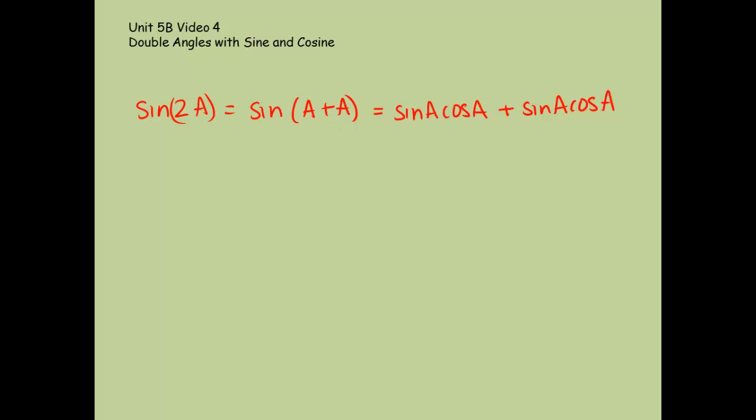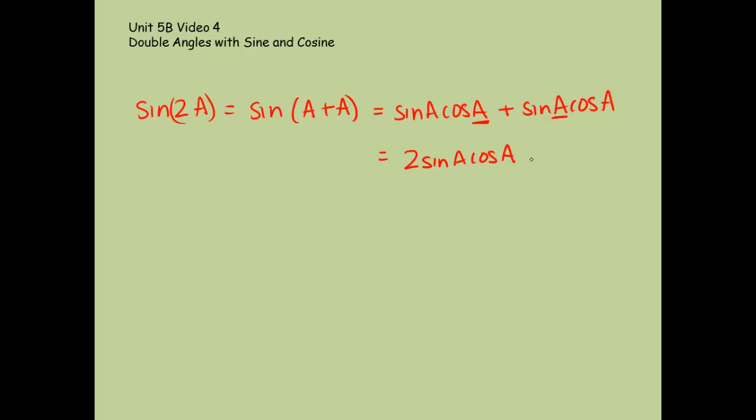Remember, if these were different angles A and B, this is not how it would look. I would have B's in place in two positions, but because the angle is the same, it all has this angle A. But if I have sine of A cosine of A plus sine of A cosine of A, I technically have 2 sine of A cosine of A.